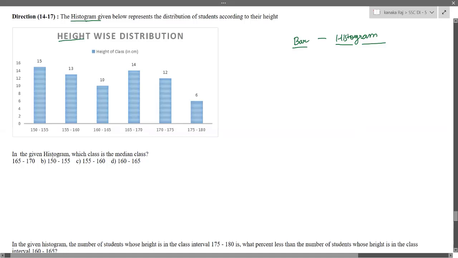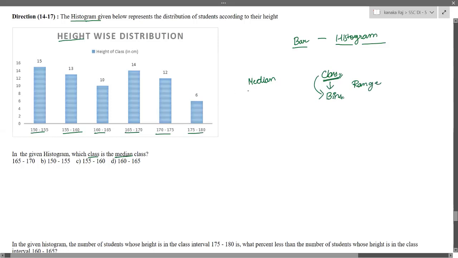So let's look at our first question here. What are they asking? In the given histogram, what is the median class? So we need to understand what a median is, and we also need to understand what a class is here. Look at this. When you look at the graph, there are different ranges given, that is 150 to 155, 155 to 160. These different ranges are also called classes, or bins. So don't get confused when these names are replaced. They can be called class, bins, or range.